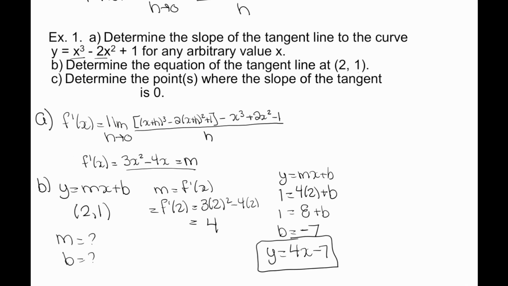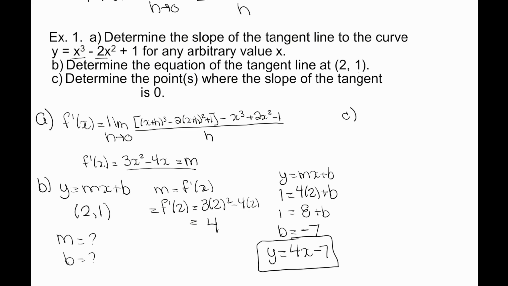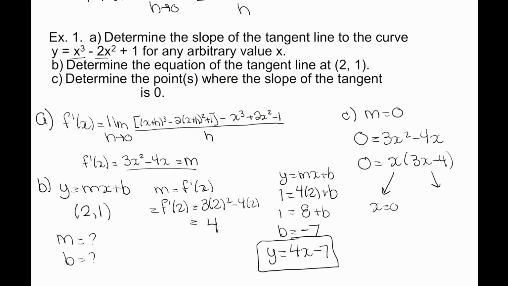So now the last part of this question is asking us to determine the points where the slope of the tangent is 0. So we want to know, where does m equal 0? So we are going to set our derivative equal to 0. So 0 is equal to 3x squared minus 4x. We're going to pull out a greatest common factor here, which is x. That leaves me with x(3x minus 4). So I know that my two zeros will be when x equals 0 and when 3x minus 4 equals 0, or when x equals 4/3.